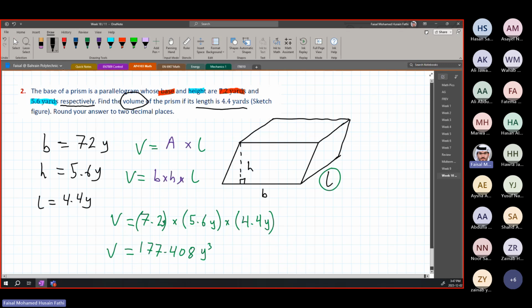What does the question say? Round your answer to 2 decimal places. So 2 decimal places means we have to look at the decimal point. This is 1 decimal place, this is 2 decimal places, so we have to stop here. We look at the next number. Is it larger or less than 5? It's 5 or greater, so we have to add 1 for rounding. So it's going to be 177.41 yards cubed.